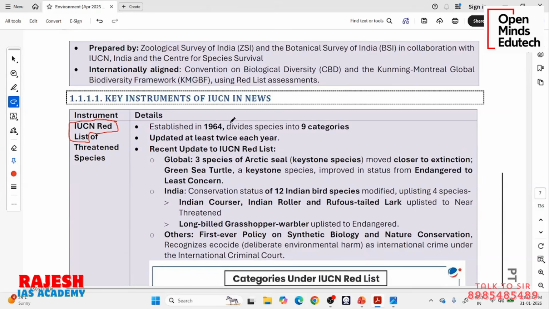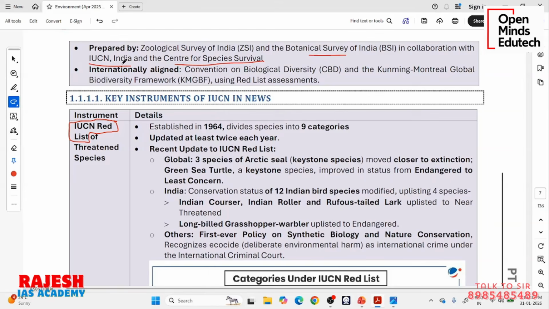And who is preparing this? Coordinated by the ministry, but who are the ones preparing it? It is being prepared by Zoological Survey of India, Botanical Survey of India, Center for Species Survival, and IUCN in India. All these 4 together are preparing India's red list.